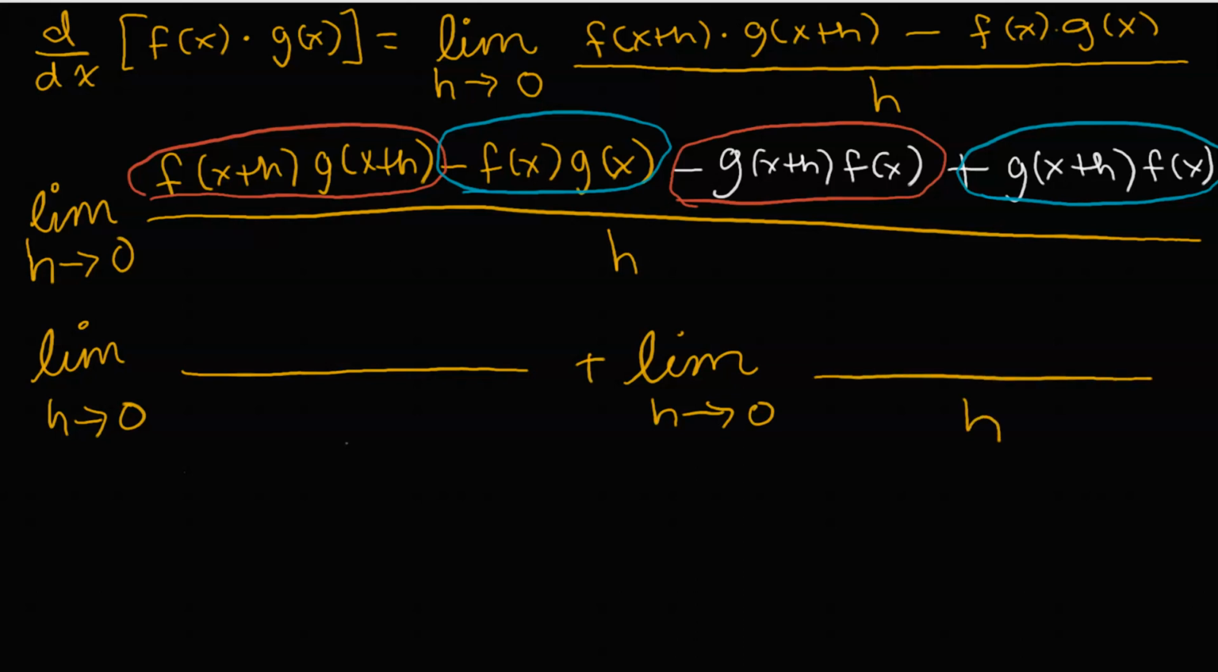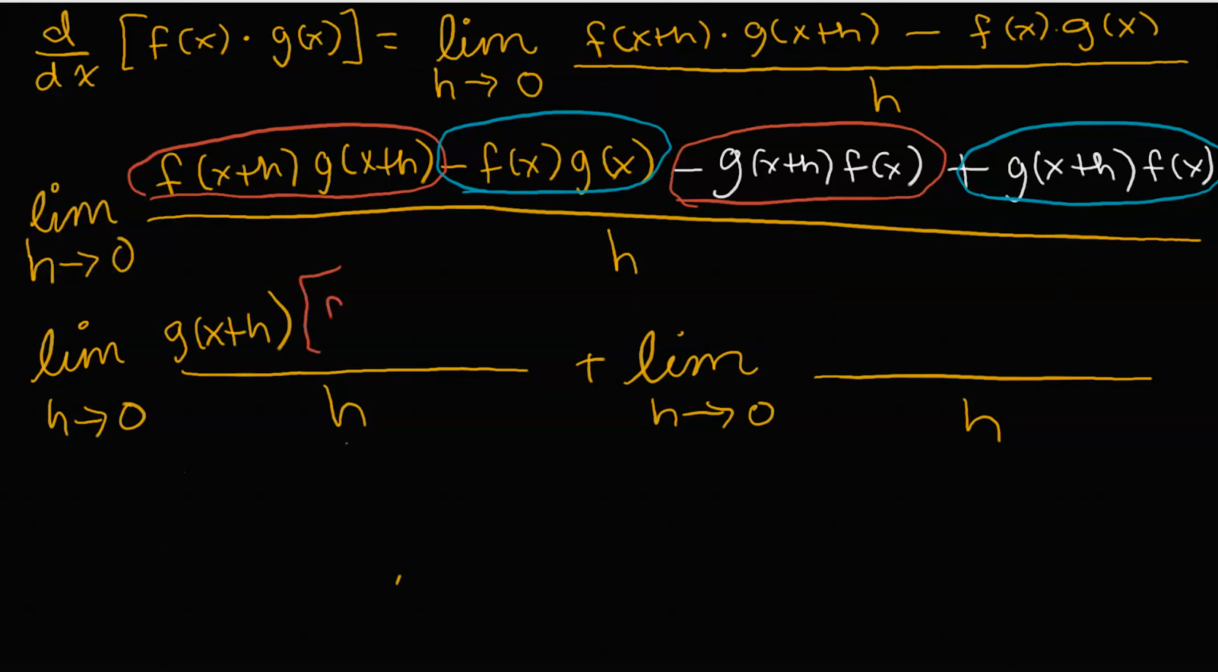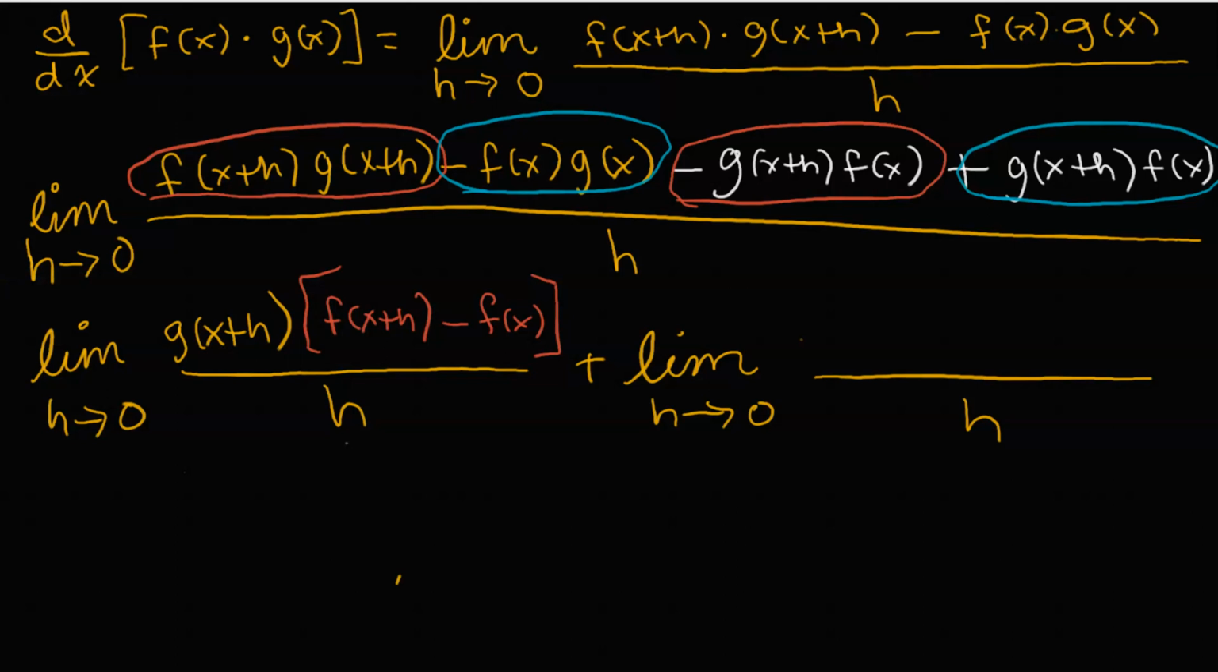Okay. Now, what am I going to write on the numerator? For the two red terms, I could factor out a g of x plus h, and when I do that, I will have f of x plus h minus f of x left in there. And then for the blue terms, I would factor out f of x because that's the common factor.